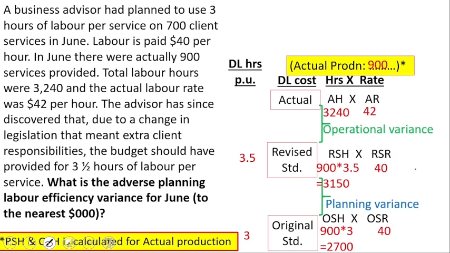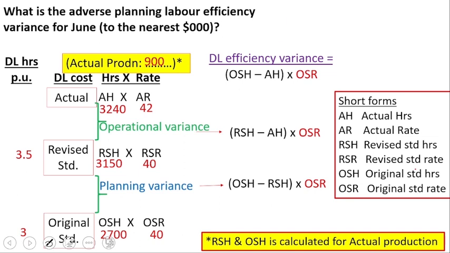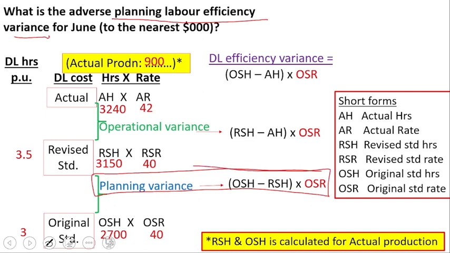So now all the figures in our format are complete. Now it's only a question of applying the formulas. So we will copy the formulas also. These are the formulas for direct labor efficiency variance. This is the total direct labor efficiency variance, which is split into the operational variance and the planning variance. What have they asked us to find out? They have just asked us to find out the planning labor efficiency variance. So for this question, we need to solve only the planning variance.